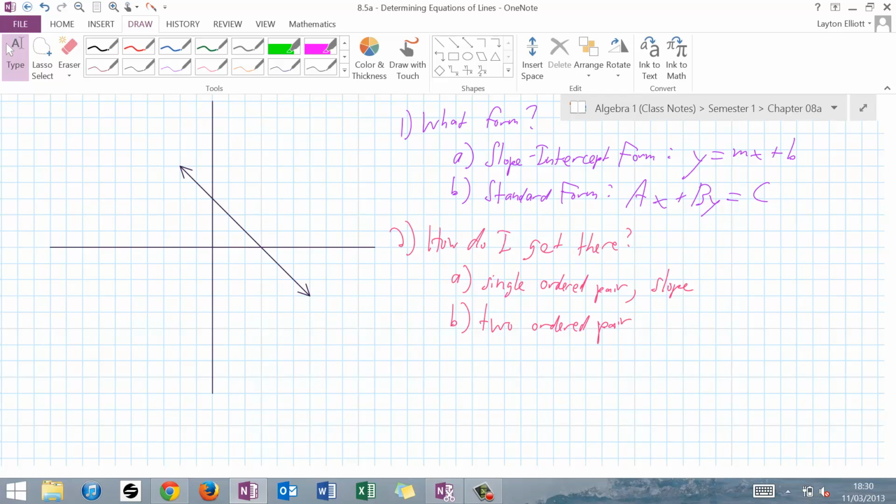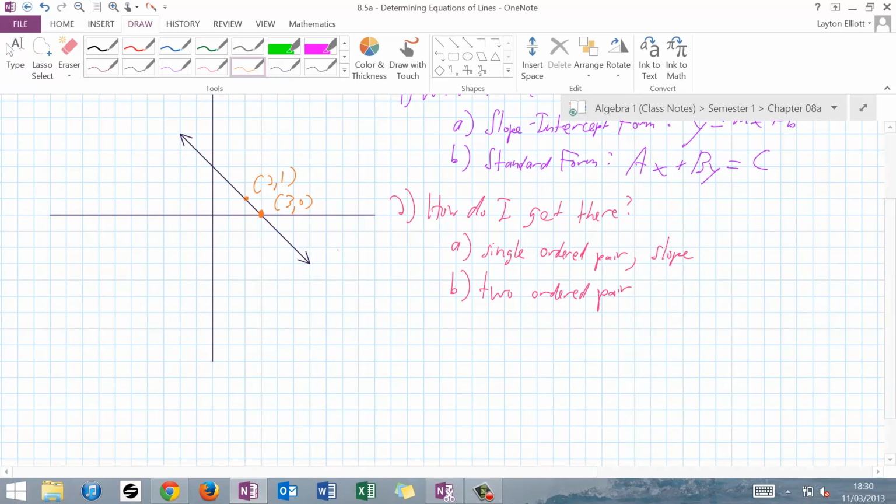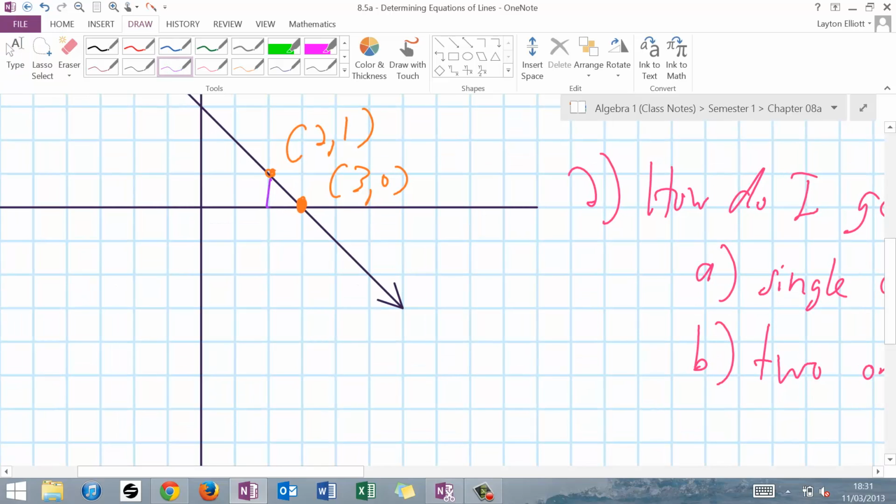So let's look at this example right here. There's a couple of points that I can see that we have. I have this ordered pair, which is the ordered pair 3, 0. I have this ordered pair 2, 1, and that's plenty. I could look at those two and calculate a slope on that. Well, if I really zoom in, I can see that I'm going down 1, left 1, and that's a slope of negative 1 over 1, or negative 1.